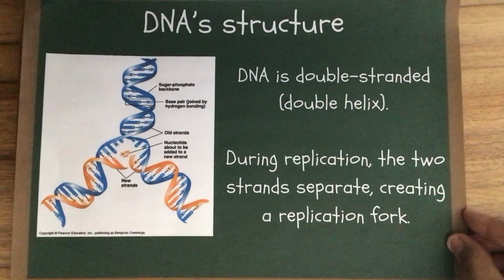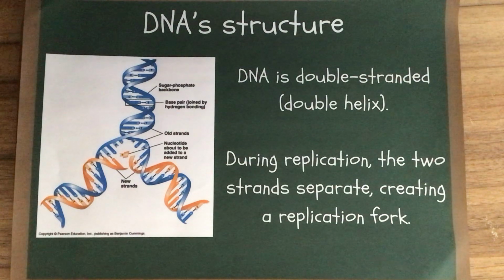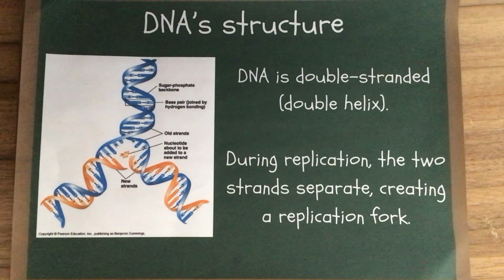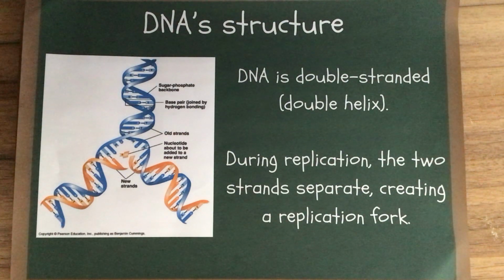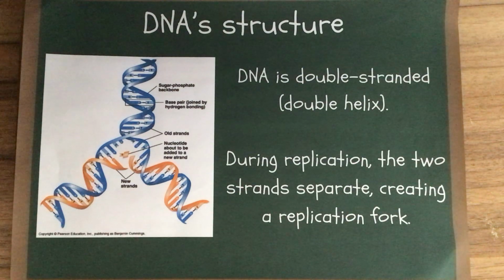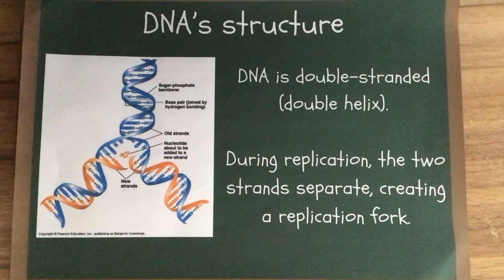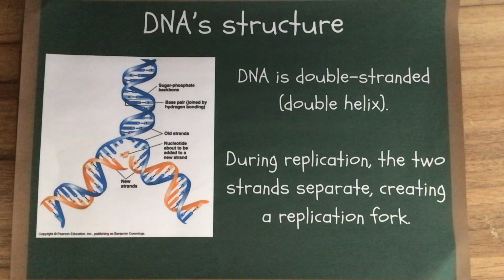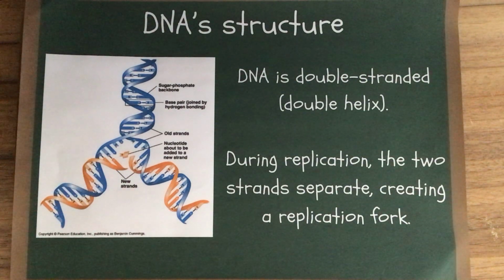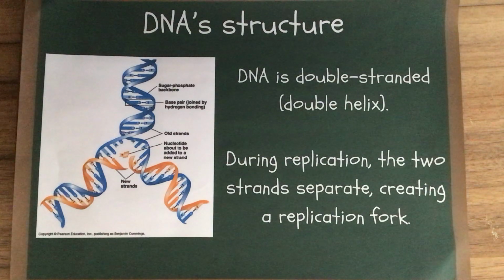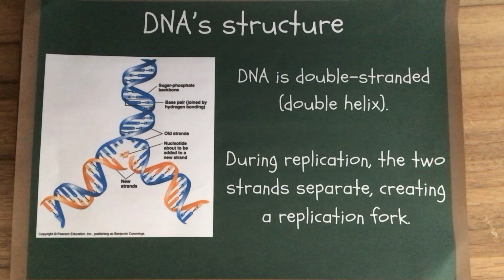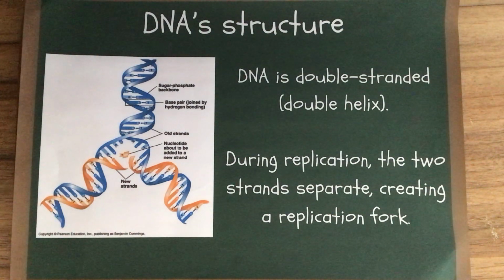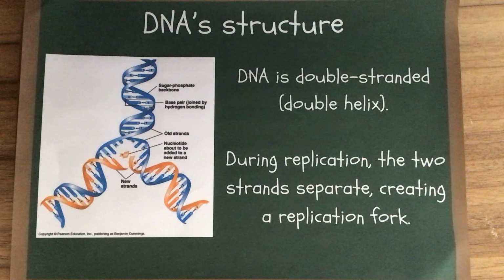Next, DNA structure. DNA has a double-stranded structure called a double helix. During DNA replication, these two strands separate. When they split apart, they form a Y-shaped structure called the replication fork. Each separate strand is then used as a template to make a new strand.